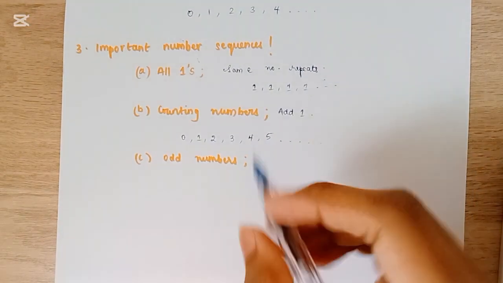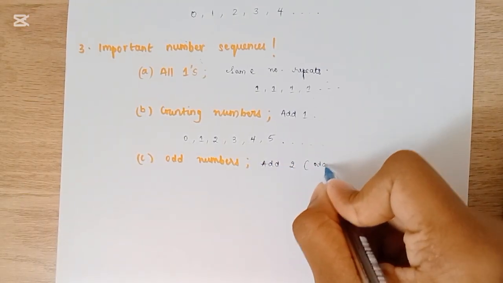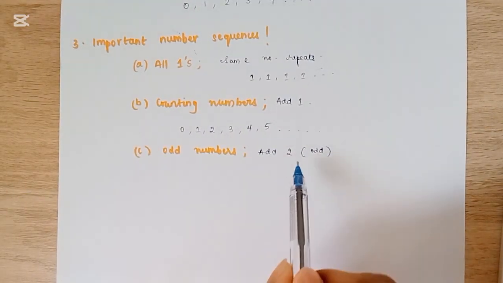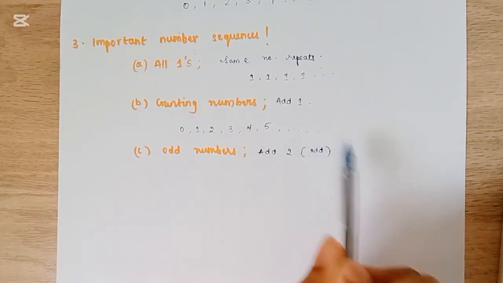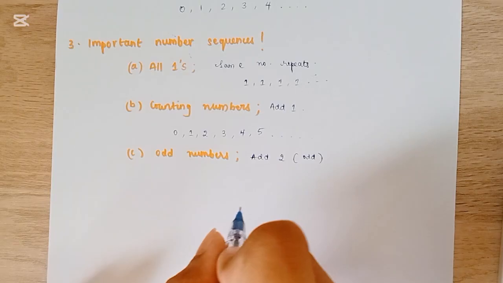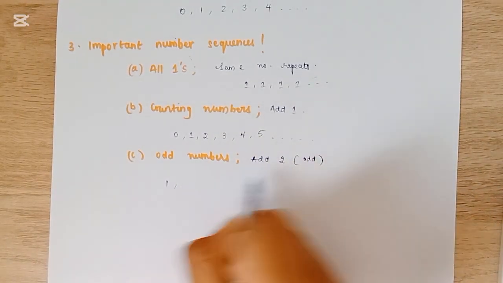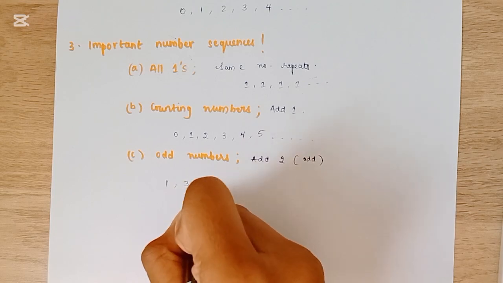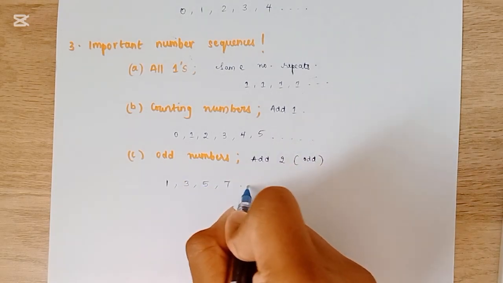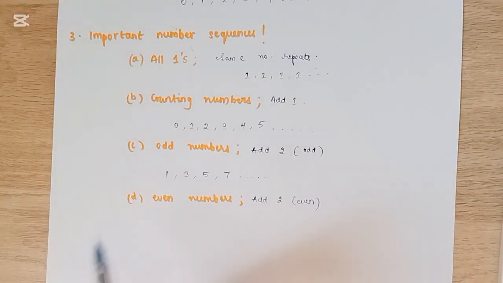Next is the odd numbers pattern. The odd numbers pattern is when you add 2 to odd numbers. So whenever you add 2 to the previous number, that is an odd number, you'll get an odd number pattern. Starting off with which is the odd number in the number line? 1. And then if you add 2 to 1, you'll get 3, then 5, 7, etc. So this is the odd number pattern.